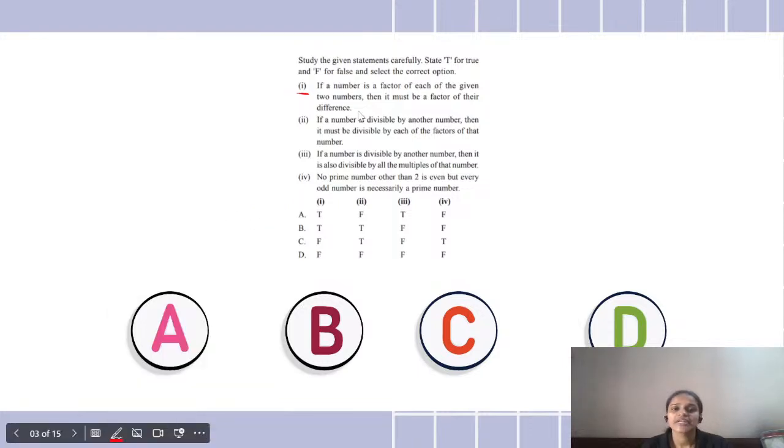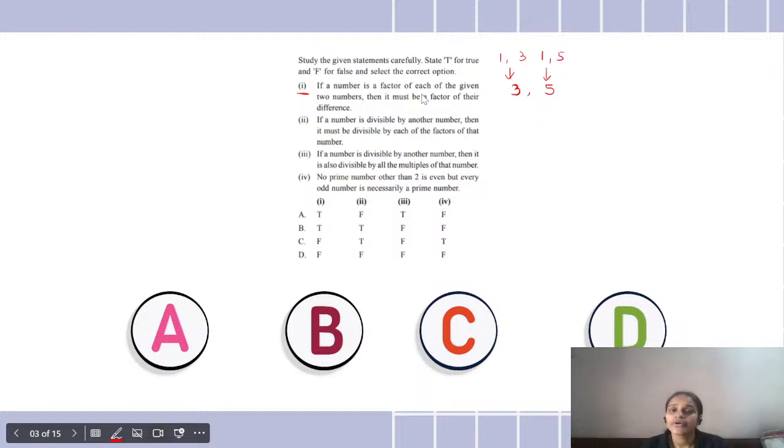My first statement says, if a number is a factor of each of the given two numbers, let's take two numbers, 5 and 3, for example, then it must be a factor of their difference. So what are the factors of 3? 1 and 3. And here, 1 and 5 are the factors of 5.